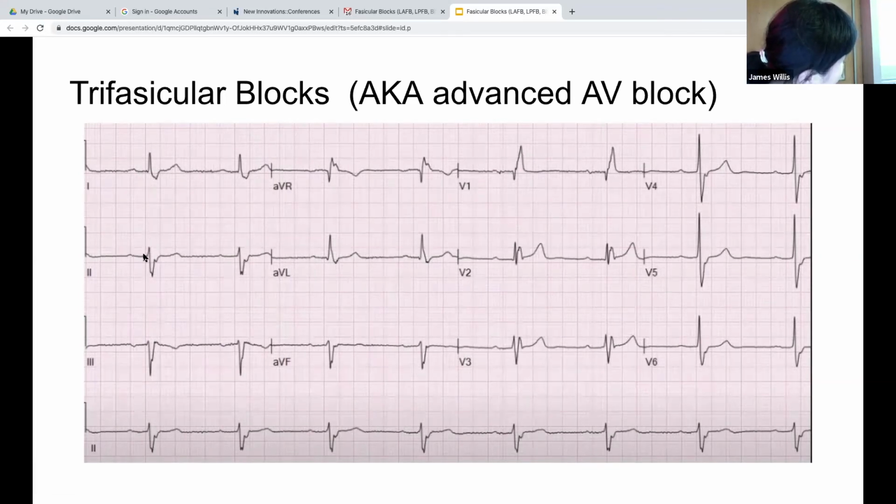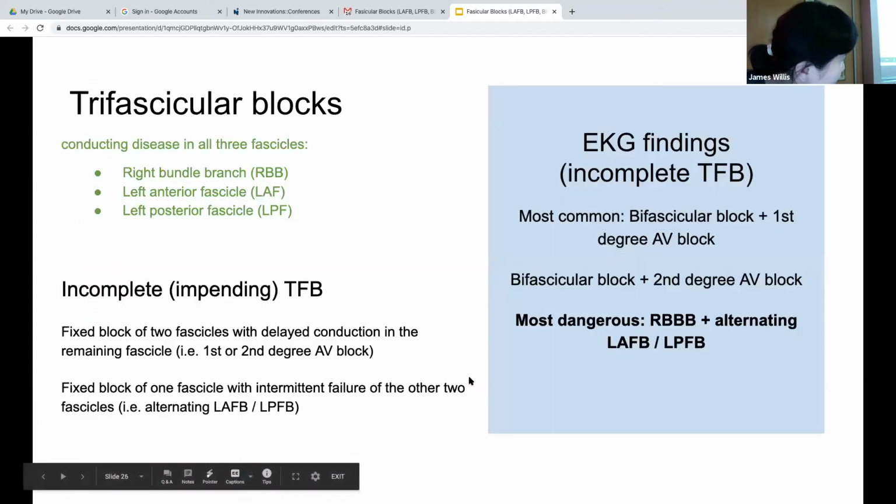You have, initially in the inferior leads, you're initially going up a little bit and then down. So this is the RS morphology. So you have all three of these things: an AV block, a right bundle branch block, and a left anterior fascicular block. So this EKG looks kind of wacky, and it is wacky. There's something going on. It is a trifascicular block.